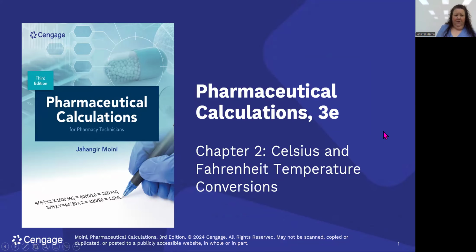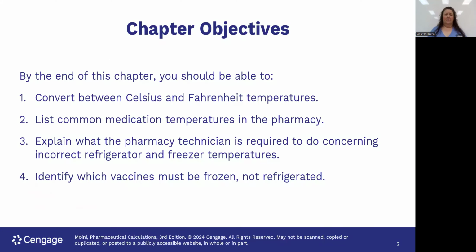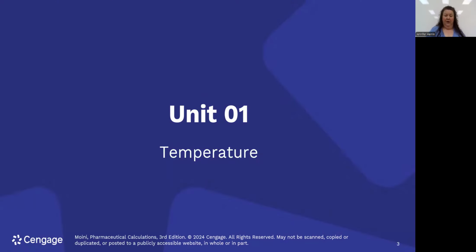So chapter 2 of the pharmaceutical calculations for pharmacy technicians. Chapter 2 is going to focus on Celsius and Fahrenheit temperature conversions. The chapter 2 objectives are to convert between Celsius and Fahrenheit temperatures by the end of the chapter. You'll also be able to list common medication temperatures in the pharmacy and explain what the pharmacy technician is required to do concerning incorrect refrigerator and freezer temperatures. You'll also identify which vaccines must be frozen and not refrigerated.